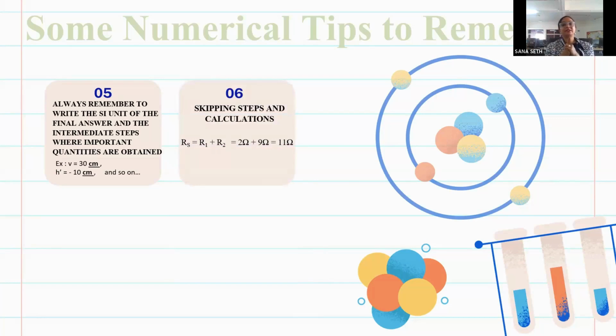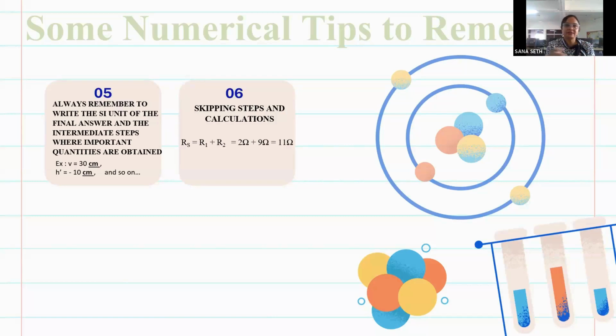Skipping steps and calculations. Two resistors in series, 2 ohms and 9 ohms. We all know the answer is 11 ohm in our minds. It takes a fraction of a second. But please be diligent enough to write Rs is R1 plus R2 is equal to 2 plus 9 is equal to 11.